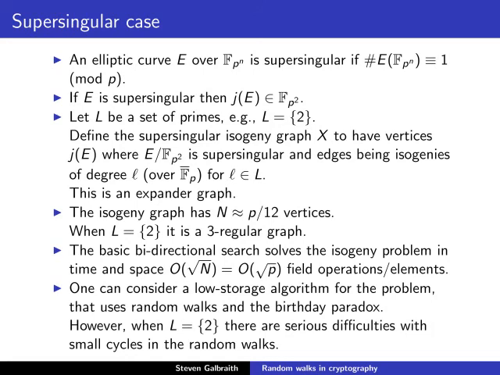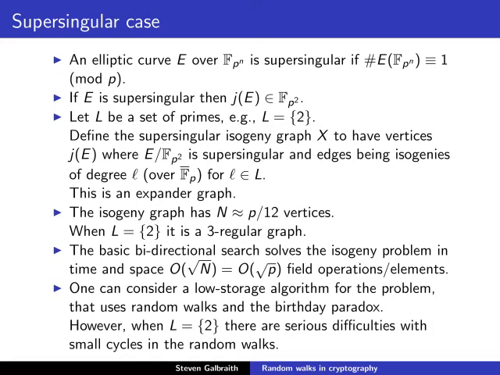Now, I've very recently become more interested in the supersingular case again. And this is partly because of the hash function. And it's of a very different flavor. So what is a supersingular curve? A supersingular curve has number of points 1 mod p. There's lots of things known about supersingular curves. The j-invariants all lie in Fp squared. And the graph is connected by isogenies of a single degree, which is usually not the case in general.